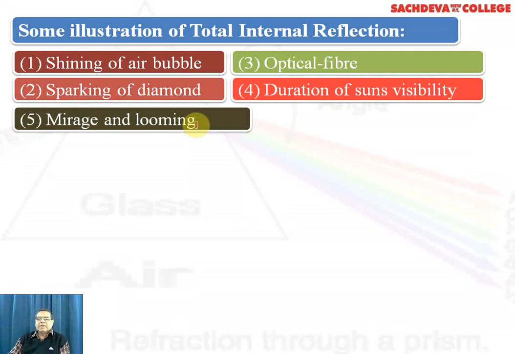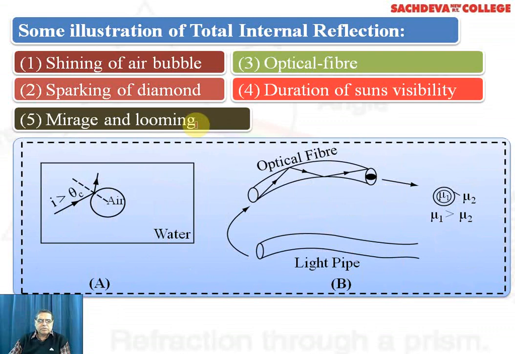Mirage means it's an optical illusion. That is, at a distance, in the hot or summer season, we find an illusion of water. But when we reach that point, there is nothing like water. So this type of phenomenon is called mirage.